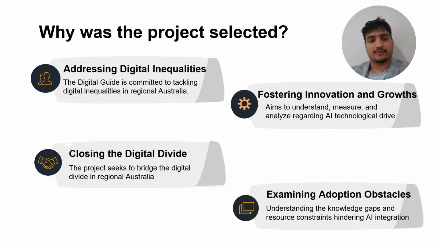This part is about why the project has been selected. The project has been selected to address digital inequality in regional Australia by closing the digital divide within the project, bridging the digital divide in regional Australia, and fostering innovation and growth for AI technology driven by examining adaptations.